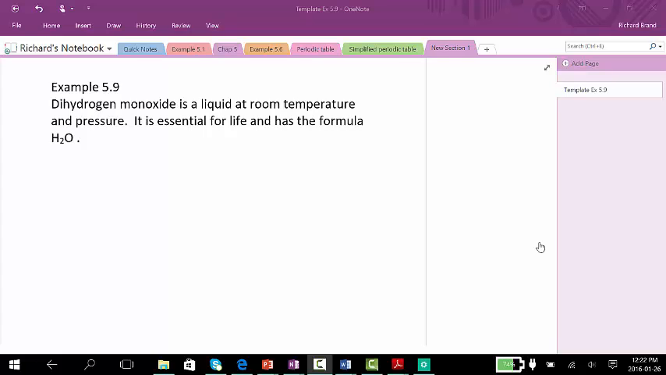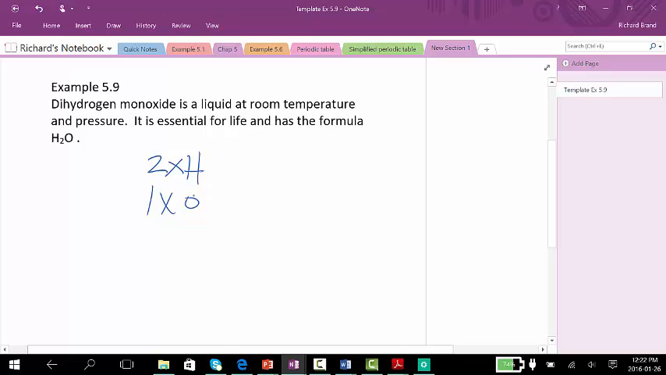Example 5.9. Dihydrogen monoxide is a liquid at room temperature and pressure. Well, this is water. I want to draw the Lewis electron dot diagram for this compound, and so what I need to do is figure out the total number of valence electrons that are available for drawing the diagram. So, two hydrogens and one oxygen in the formula.